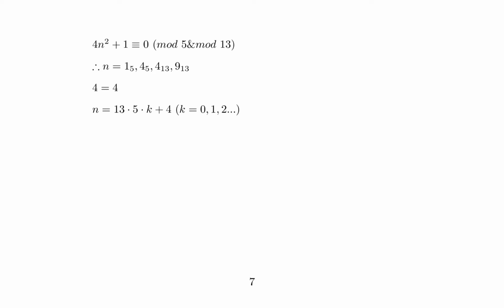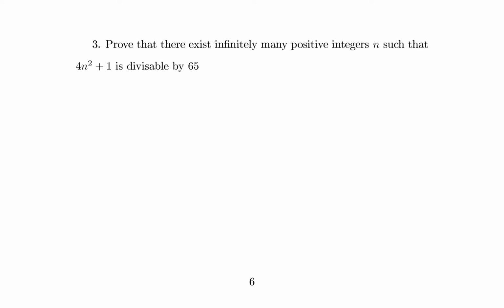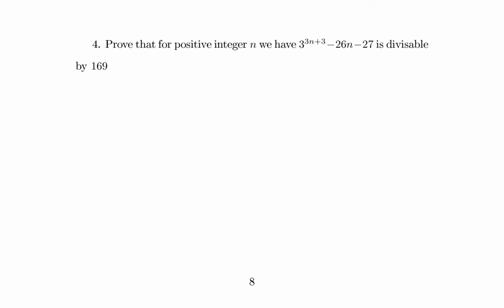For all k, that works, and for all k, it satisfies the condition that 4n squared plus 1 is divisible by 65. There are also some other answers, but given that this proves that there exist infinitely many such integers, it's a good place to stop.